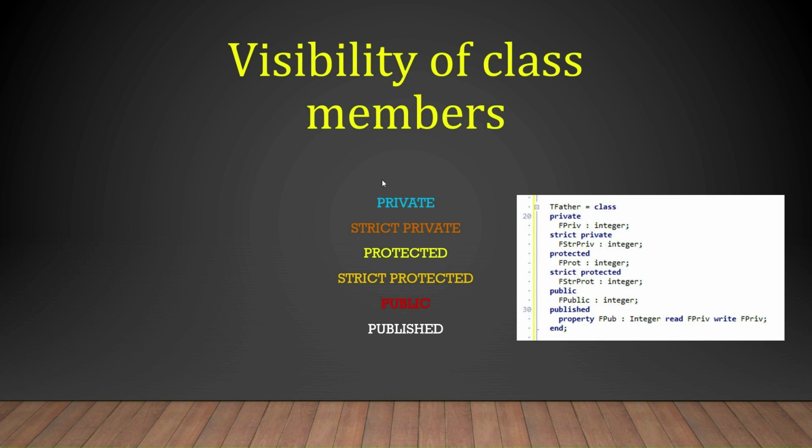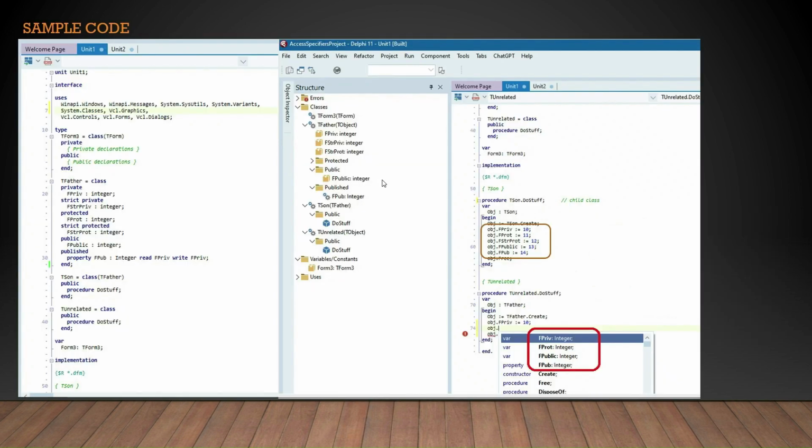I have created one class, and in it I have declared the private, strict private, protected, strict protected, public and published access specifiers. Now I will create a sample program, and we will try to access the access specifier members in the class, outside the class, and in a child class in another unit.